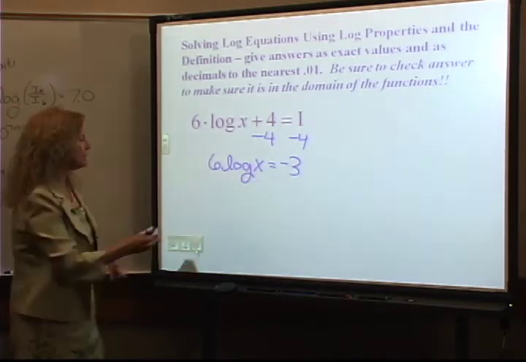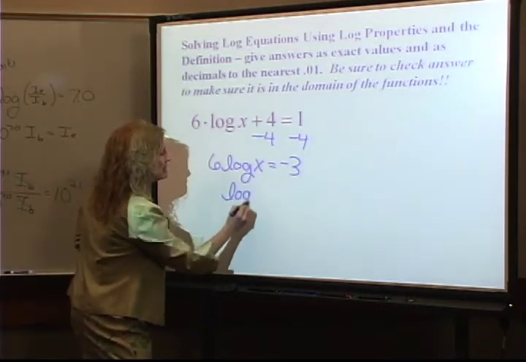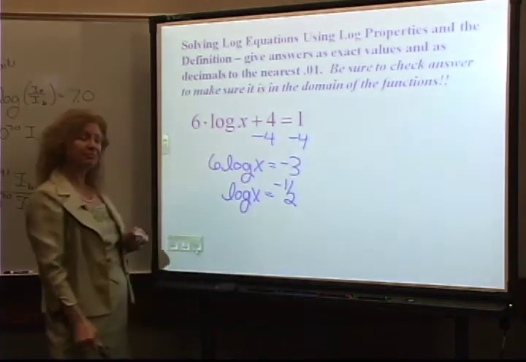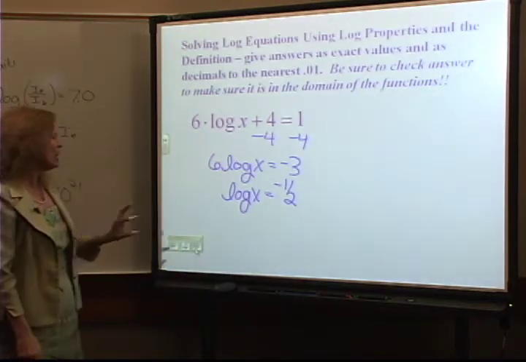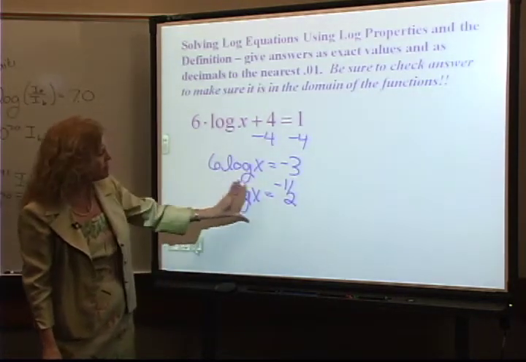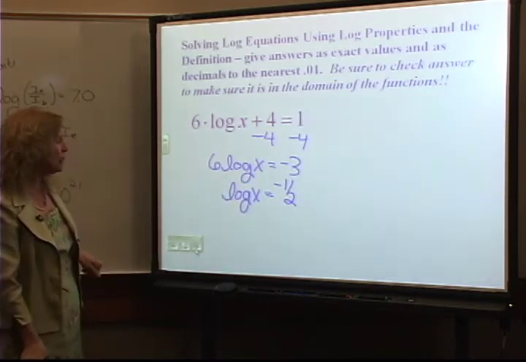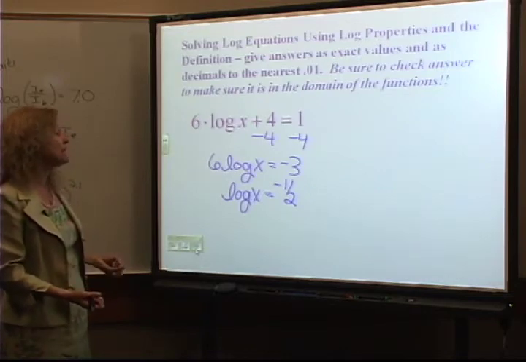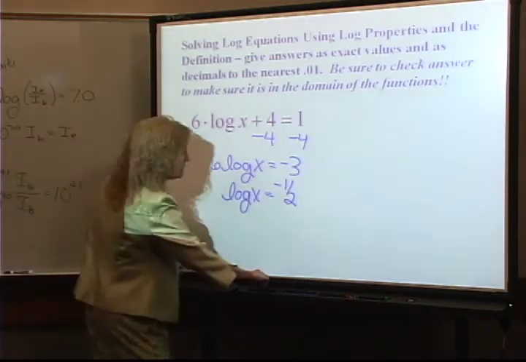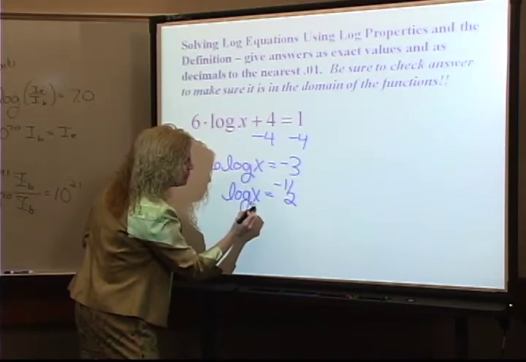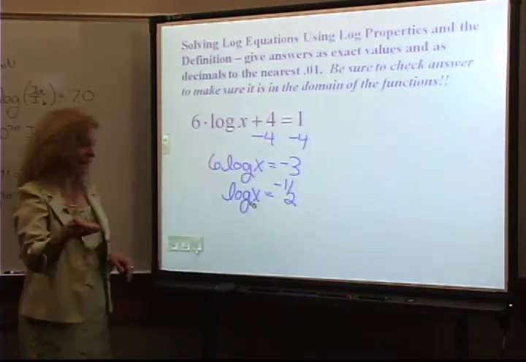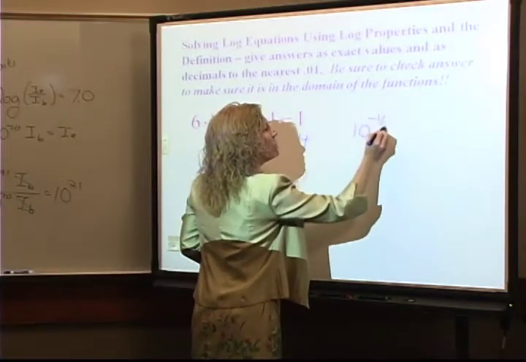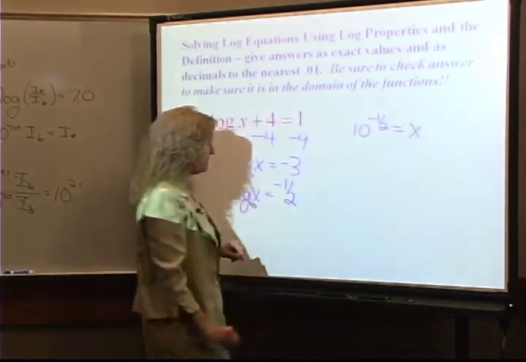Now it'd be a good idea to move that 6. So dividing that 6 off, I have log of x is equal to -1/2. And now I have done all the simplifying over here on the left that I can possibly do, and I have to get that x outside of the logarithm, and the way that I do that is using the definition. Remember that that is a base 10, so 10 raised to the -1/2 has to equal x.